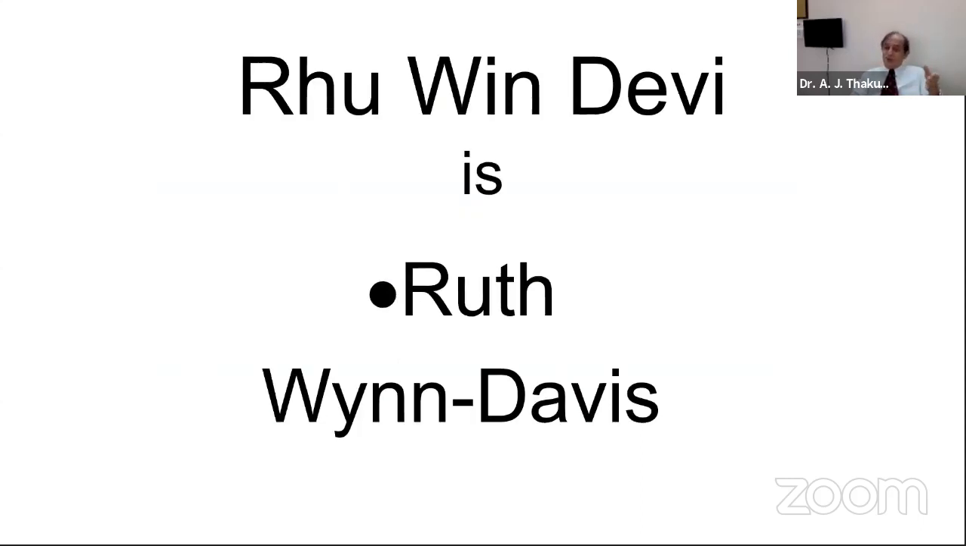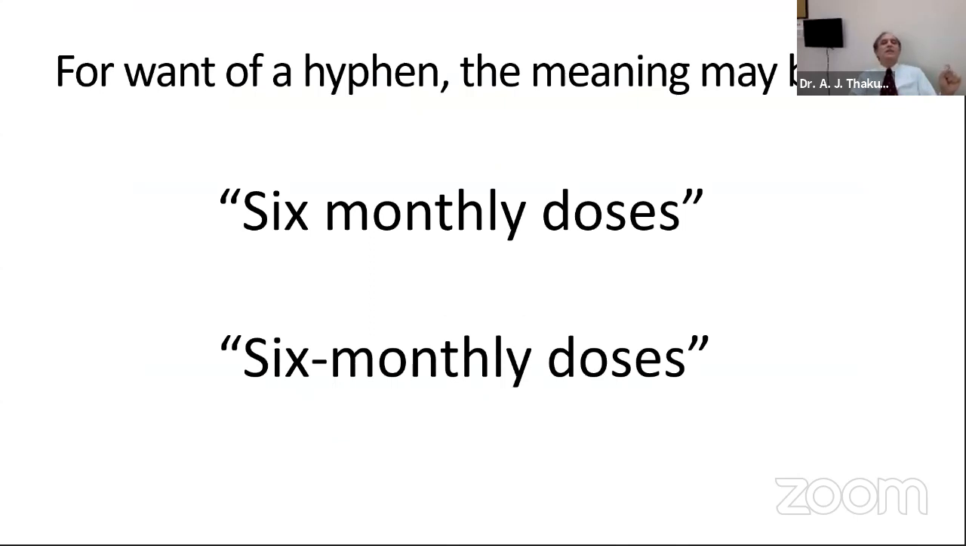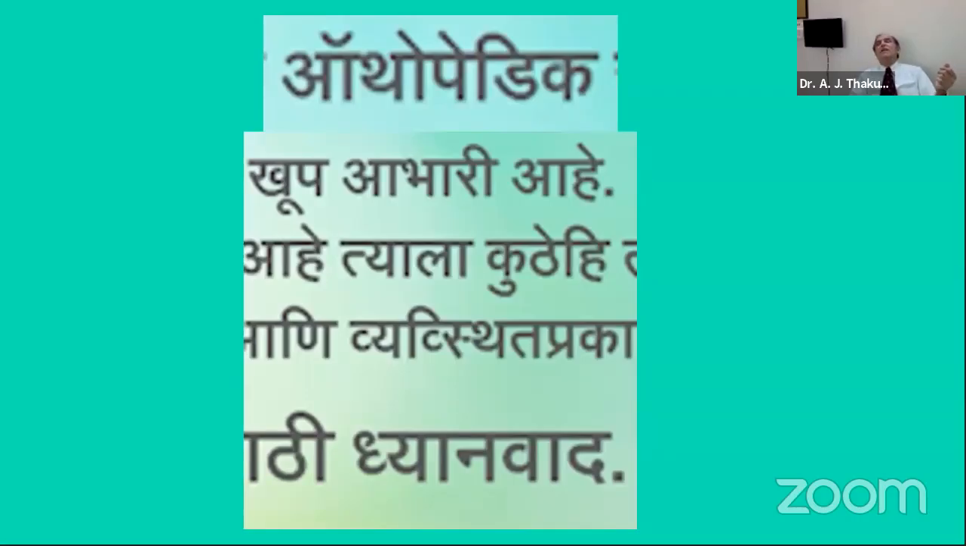Ruvin Devi is Ruth Win Davis. You should know exactly what is to be written, particularly names. You have to be very, very careful. Leave aside the spelling. Even if you miss a hyphen, it could cause trouble. Just examine this. 6 monthly doses and 6-monthly doses. There is a difference. Six doses, one to be taken every month. And the next line says once in 6 months. So just a hyphen can make so much difference, and a spelling will make a really big one.